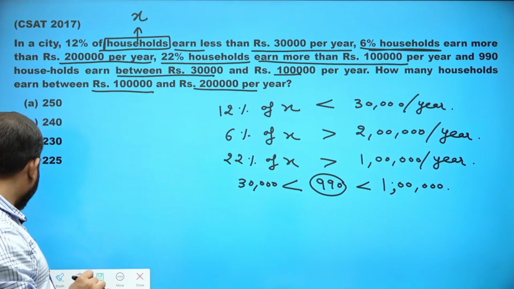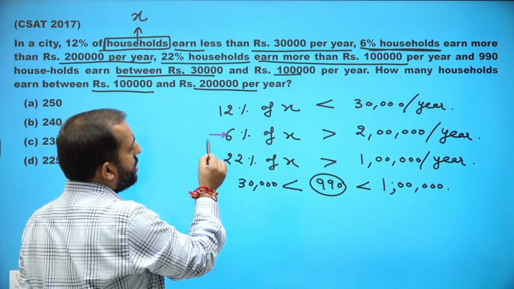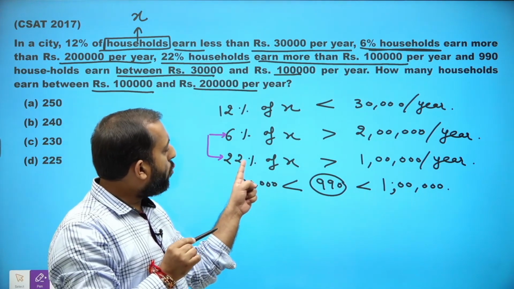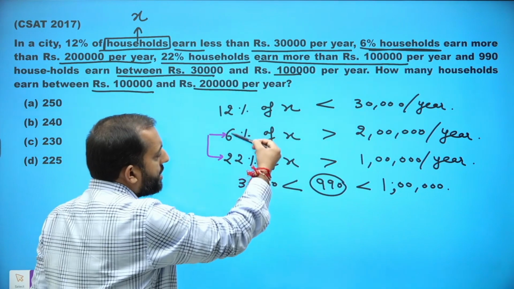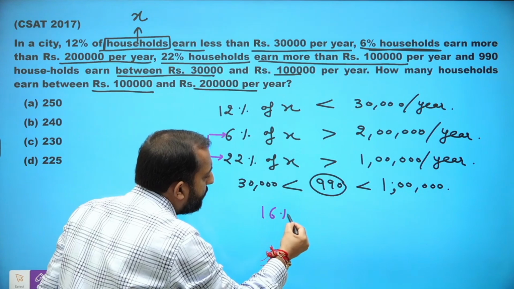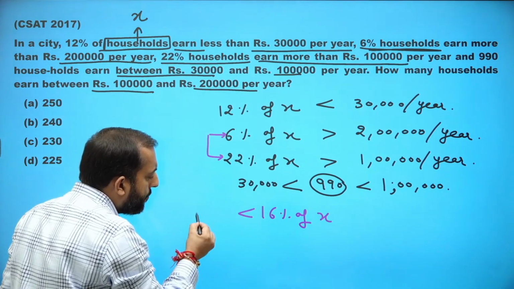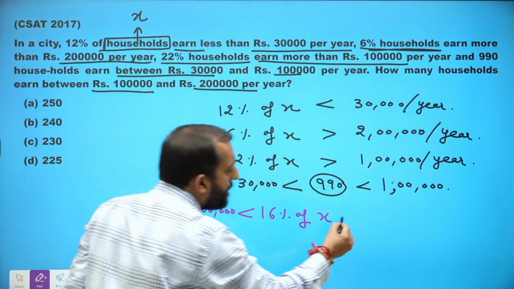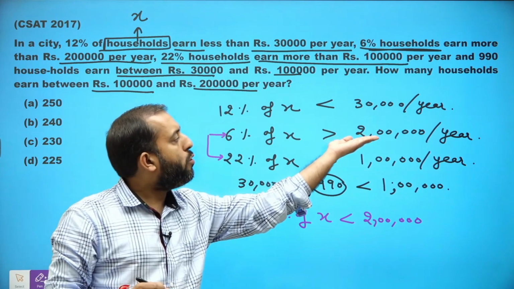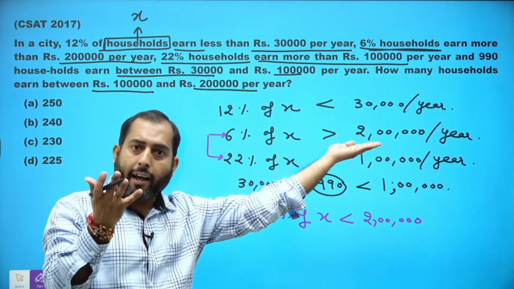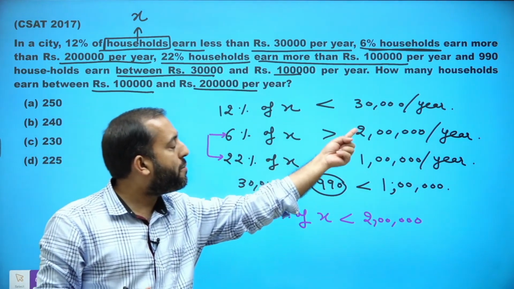Now try to understand one point here. By using this piece of information, 22% are earning more than 1 lakh and 6% are earning more than 2 lakh. So if I subtract these two, can I say 16% of total households will earn more than 1 lakh and less than 2 lakh? Pretty simple, because above 2 lakh is also above 1 lakh. So if you subtract these two, 16% of the households will earn between 1 lakh and 2 lakh.